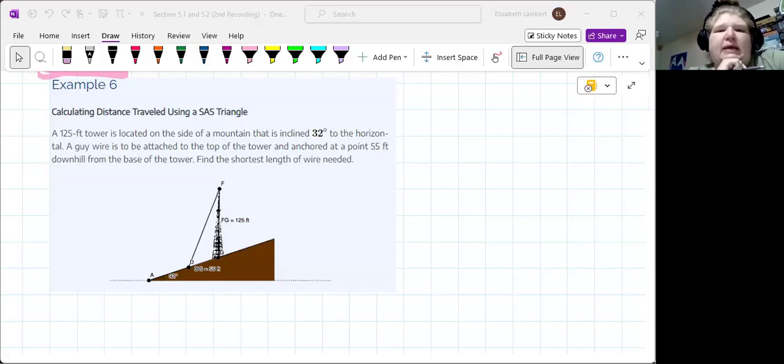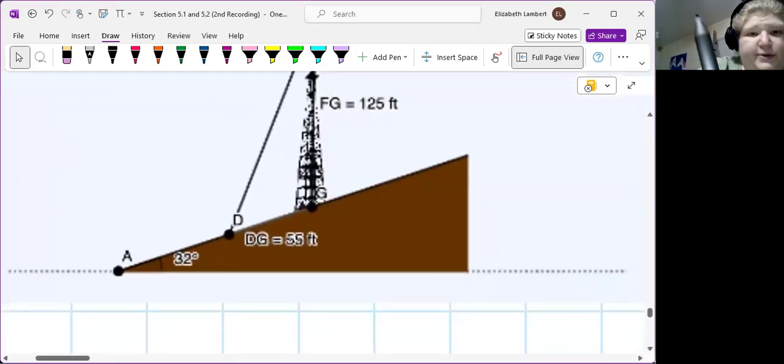Welcome back. So now we have some interesting word problems. Well, interesting being a relative term. So here we've got a tower that's located on the side of a mountain, and they say that it is inclined 32 degrees to the horizontal. So that is measuring like flat ground, 32 degrees up. So flat ground, 32 degrees up. So there's our 32 degrees.